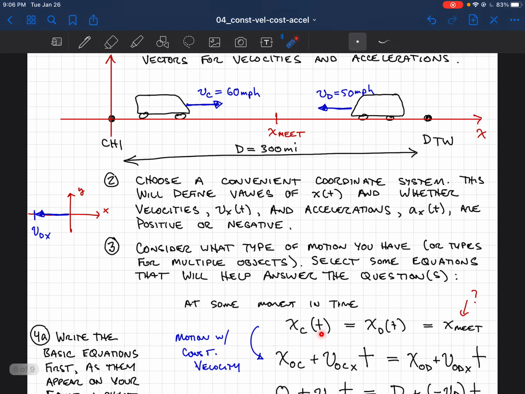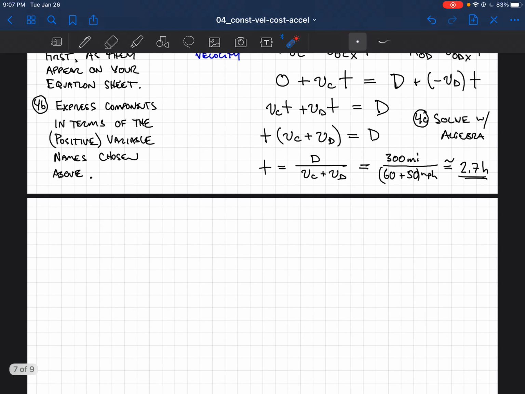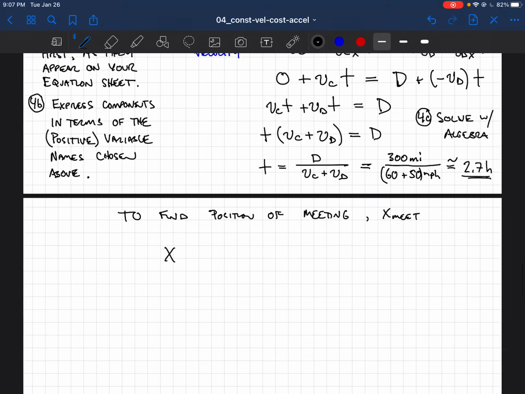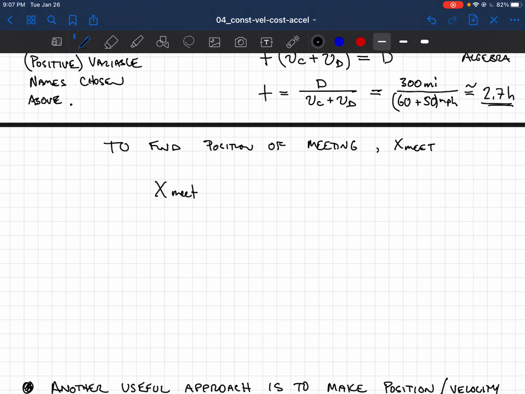When we used the position, we immediately lost the actual position, x meet. So what does that mean? Well, it just means we need to go back to this equation here. So maybe let's write the Chicago train's. So to find the position of meeting, x meet, well, x meet, remember, was equal to x Chicago of time t.